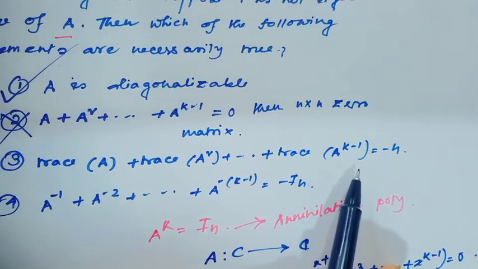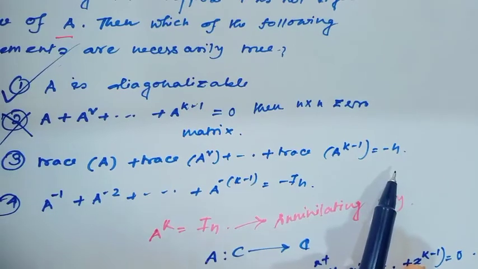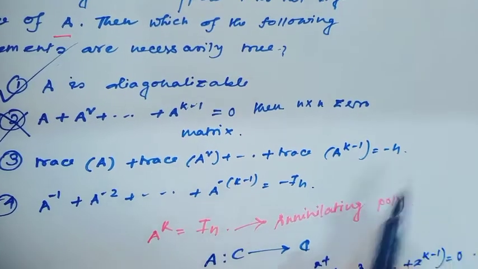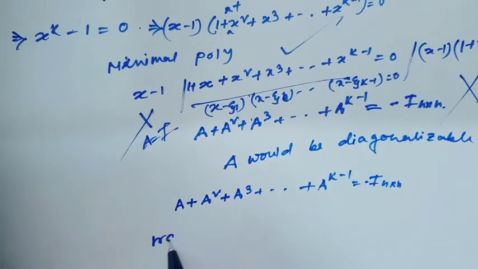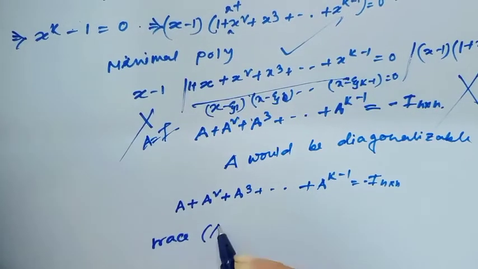up to trace of A to the power k minus 1 equal to minus n. For this, apply trace on both sides of this equation.